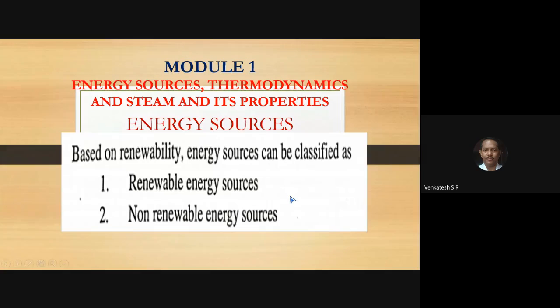Next, the second one, non-renewable energy sources. Non-renewable, if you use it, you will not get the energy again. You cannot renew the energy. That is non-renewable; the name itself indicates non-renewable.